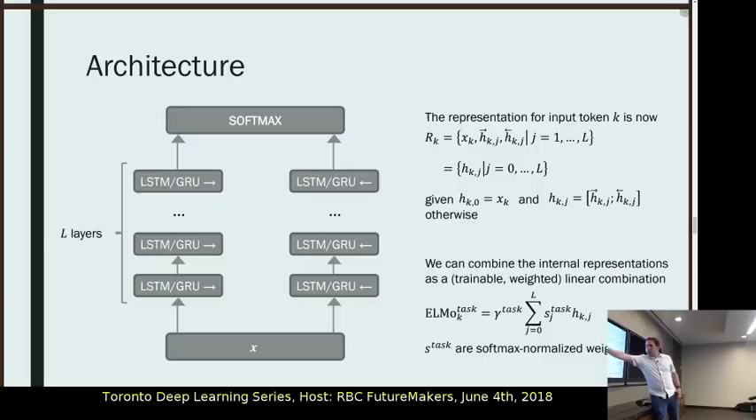So you can see here, the representation of a token is this set of the original token representation. It's always helpful to have that original token representation. And then for every layer J from 1 all the way up to L, and for the token K that we're interested in, the forward representation and the backward representation for each of those layers. So if we have L layers, then we're going to have 2 times L plus 1 components of this representation.